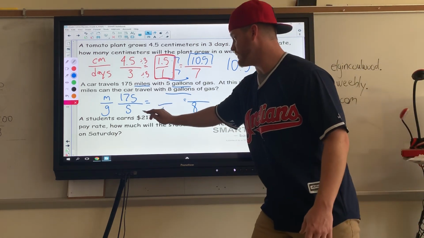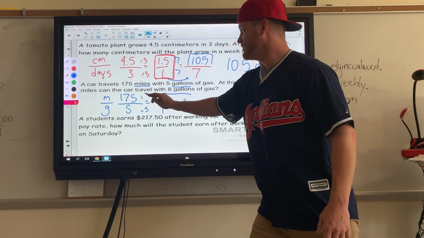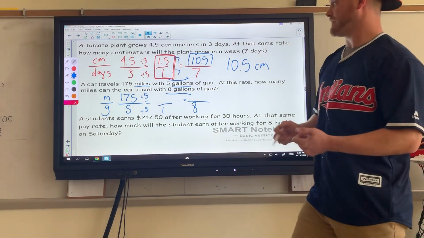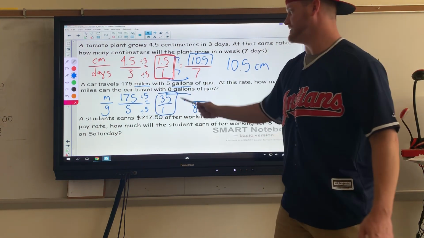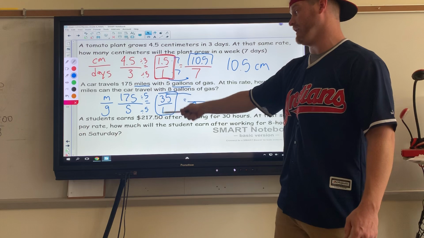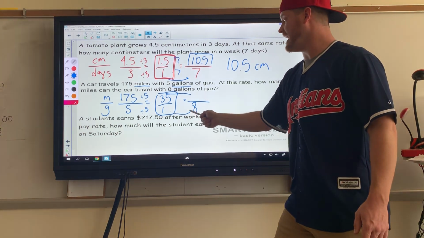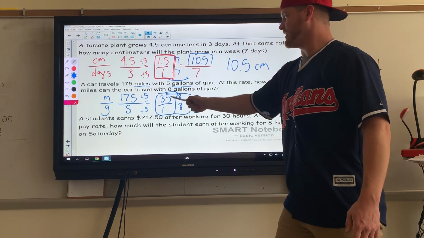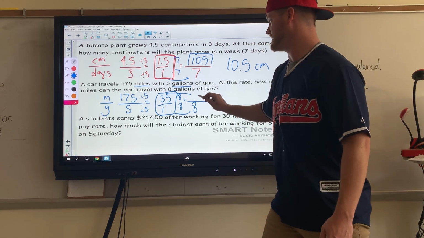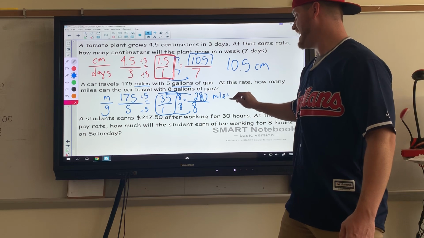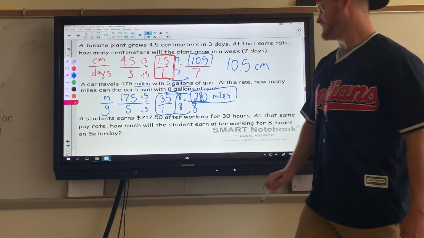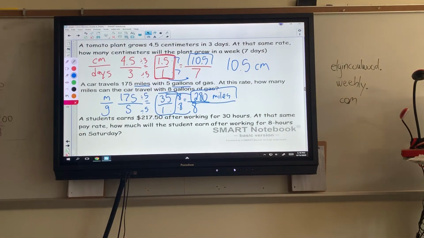Going from 5 to 1, we've got to divide by 5. So I do the top to the bottom, 175 divided by 5 gives me 35. What this represents is 35 miles per gallon, per 1 gallon. And going from 1 to 8, we multiply by 8. So then 35 times 8 gives us 280 miles. So on 8 gallons of gas, this homie can travel 280 miles.